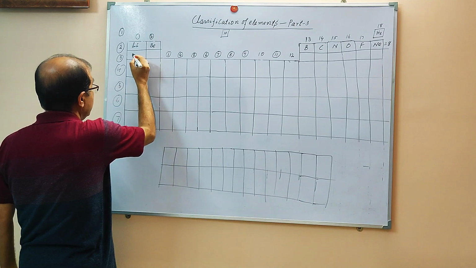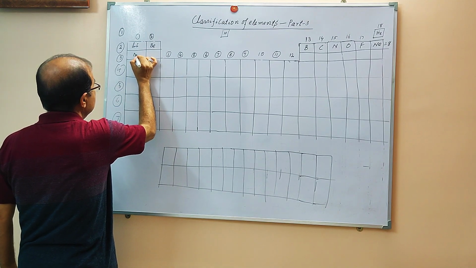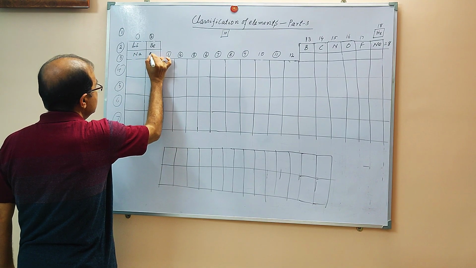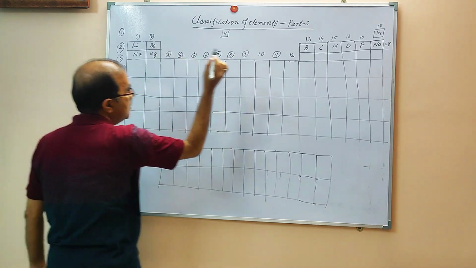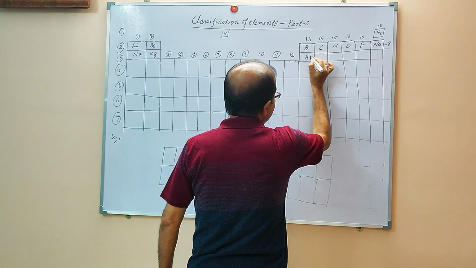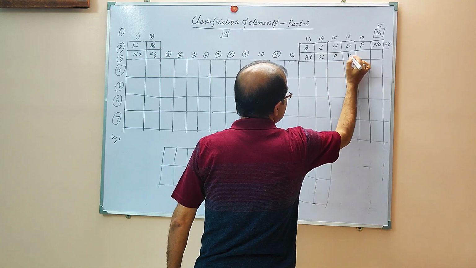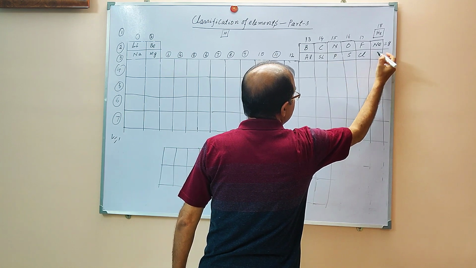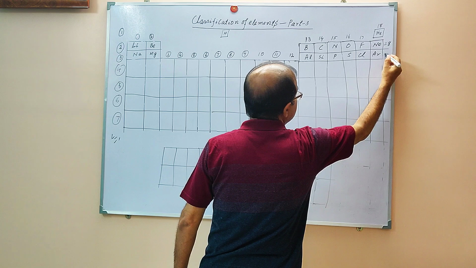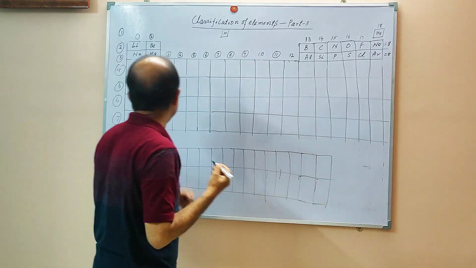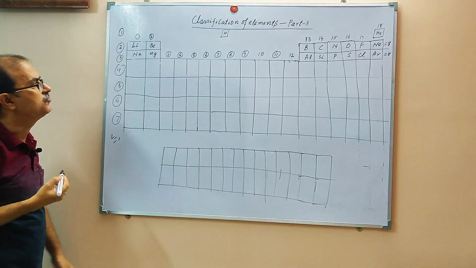Say in the third period, you can see the first element is sodium, then magnesium, then aluminum, then silicon, phosphorus, sulfur, chlorine and argon. Again there are 8 elements in the third period.